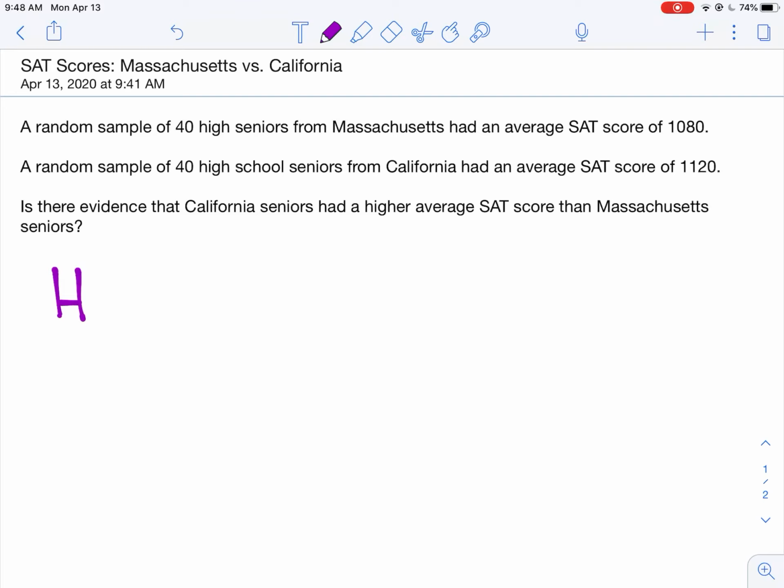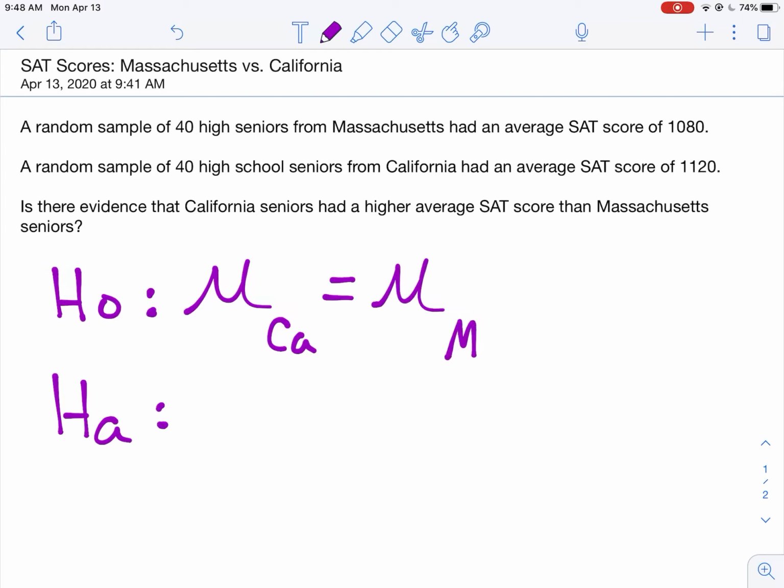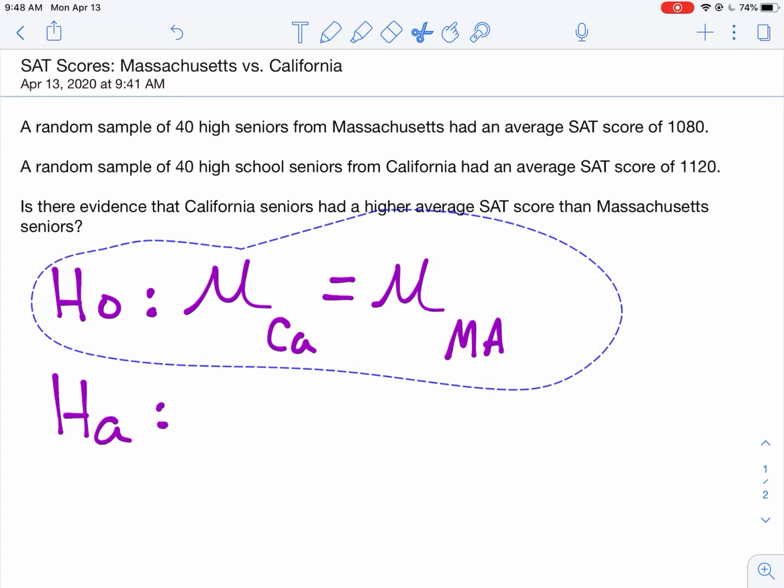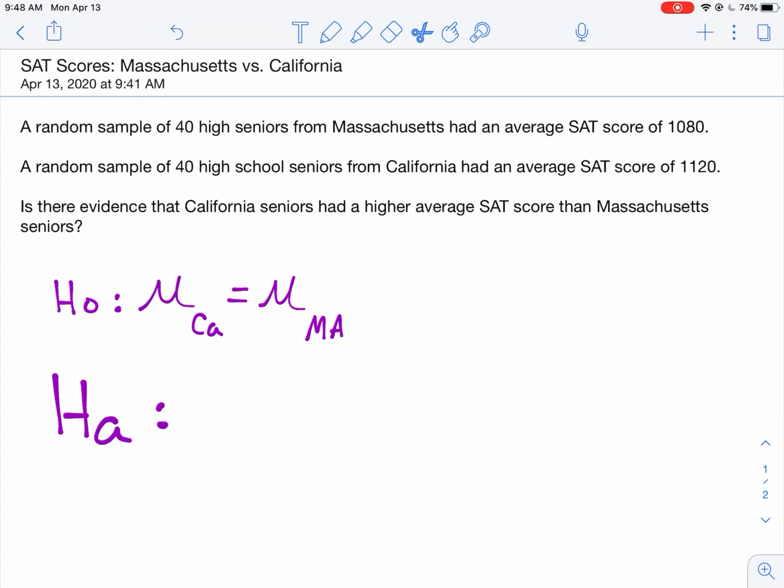All right, so first things first, we need a null and we need an alternate hypothesis. Good news is, not much has really changed here. It's still going to be kind of the same rules. The only difference is instead of using p, we're going to be using means. So what am I trying to prove here? I'm going to start out with the mean of California students is equal to the mean of Massachusetts students, because our null hypothesis is always going to be an equal statement.